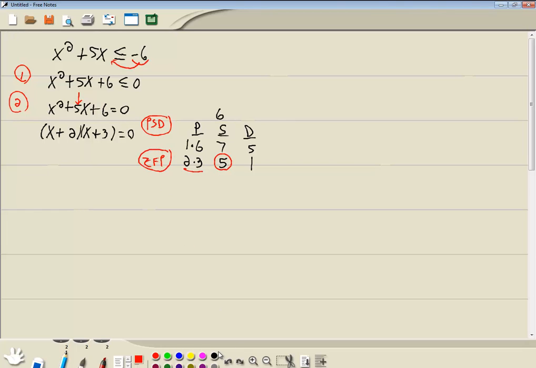Zero factor property. You get 0 on one side, you factor the other side, you set each factor equal to 0. So I'll set x plus 2 equal to 0, and x plus 3 is equal to 0. And solve those, and I get x equals negative 2, and x is equal to negative 3.